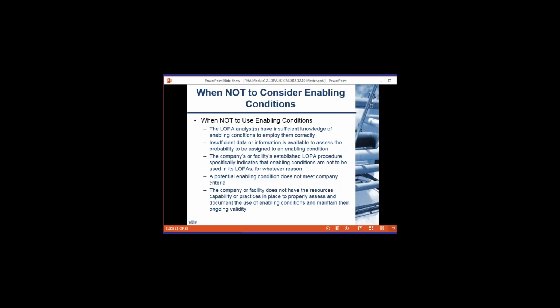And finally, the company or facility does not have the resources, capability, or practices in place to properly assess, document the use of enabling conditions, and maintain their ongoing validity. At the very end of this section of the presentation, I'm going to go a little bit into documentation and maintaining that validity. So I'm going to save really hitting this home until then.